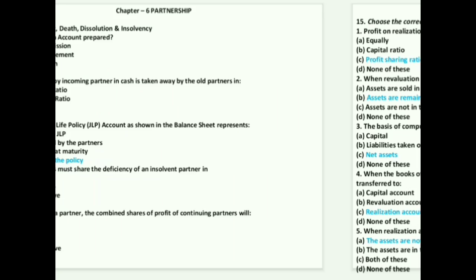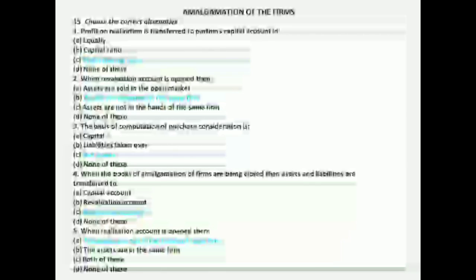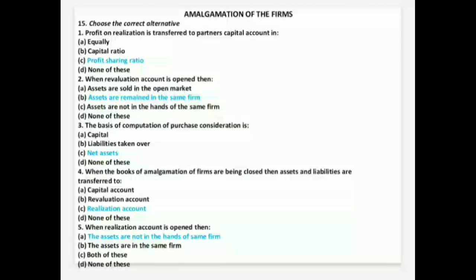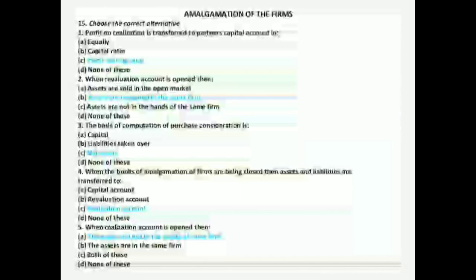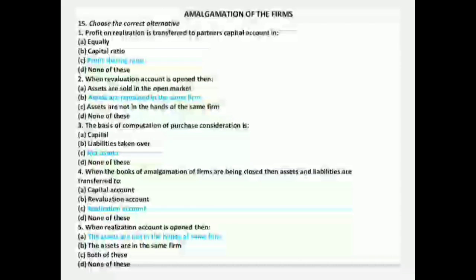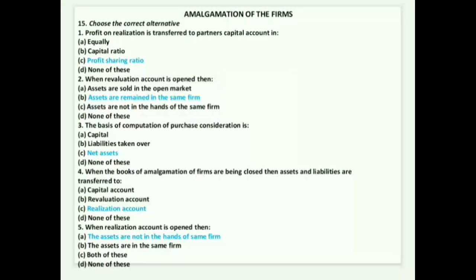Okay, now talking about the amalgamation of firms, let's discuss. Question 1: profit on realization is transferred to partners' capital accounts in what ratio? Options are equally, capital ratio, profit sharing ratio, none of these. So the answer will be C, profit sharing ratio.